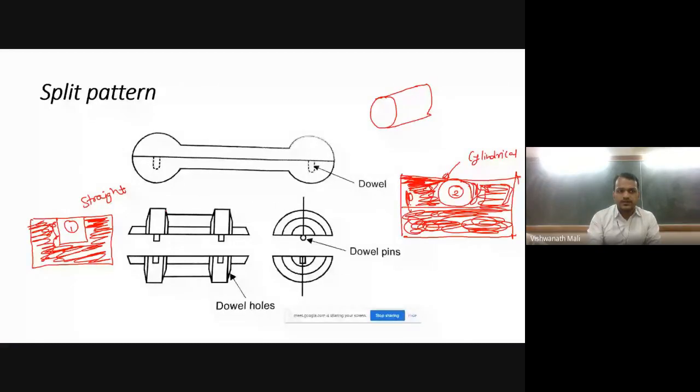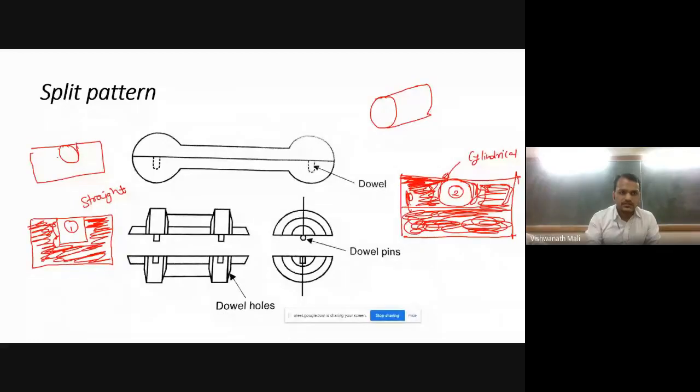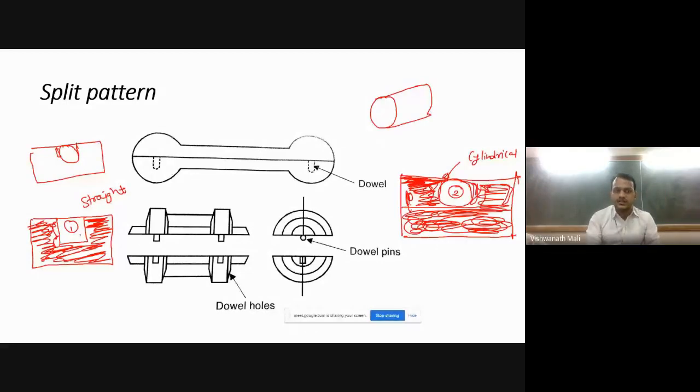What do you think? First one. Okay, so due to the cylindrical shape, we cannot remove that. Here you can see, if you remove, it will get straight. Have you understood this? Yes, sir. So this is a straight, you can remove easily, but this is a cylindrical.